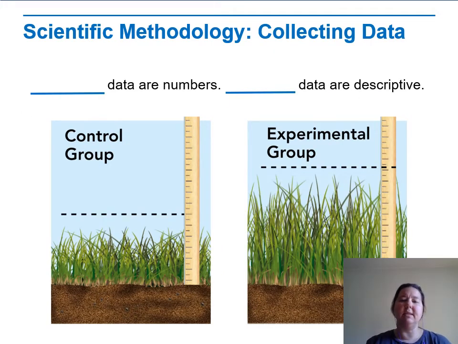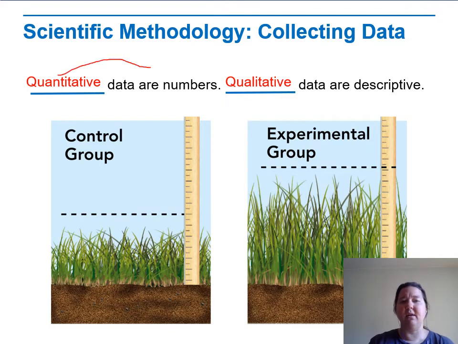Then we collect the data. Depending on your experiment, it may be data for a day, a week, an hour, a month, years. It all depends. We can get two types of data: qualitative and quantitative. Quantitative data are numbers, quantity. The measurement on the ruler is quantitative data, how tall the grass actually grew.